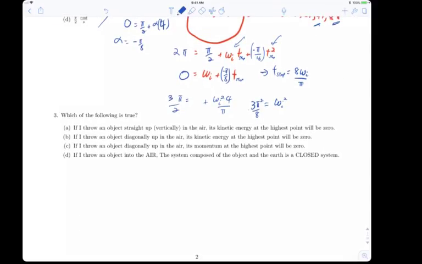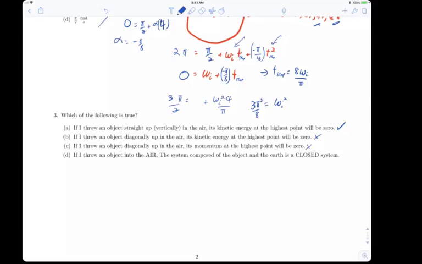Which of the following is true? If I throw an object straight up in the air vertically, its kinetic energy at the highest point will be 0. That's definitely true because I threw it straight up. If I throw an object diagonally up in the air, its kinetic energy at the highest point will be 0. No, it's still moving sideways at the top. If I throw the object diagonally up in the air, its momentum at the highest point is 0. No, it's still moving at the top.